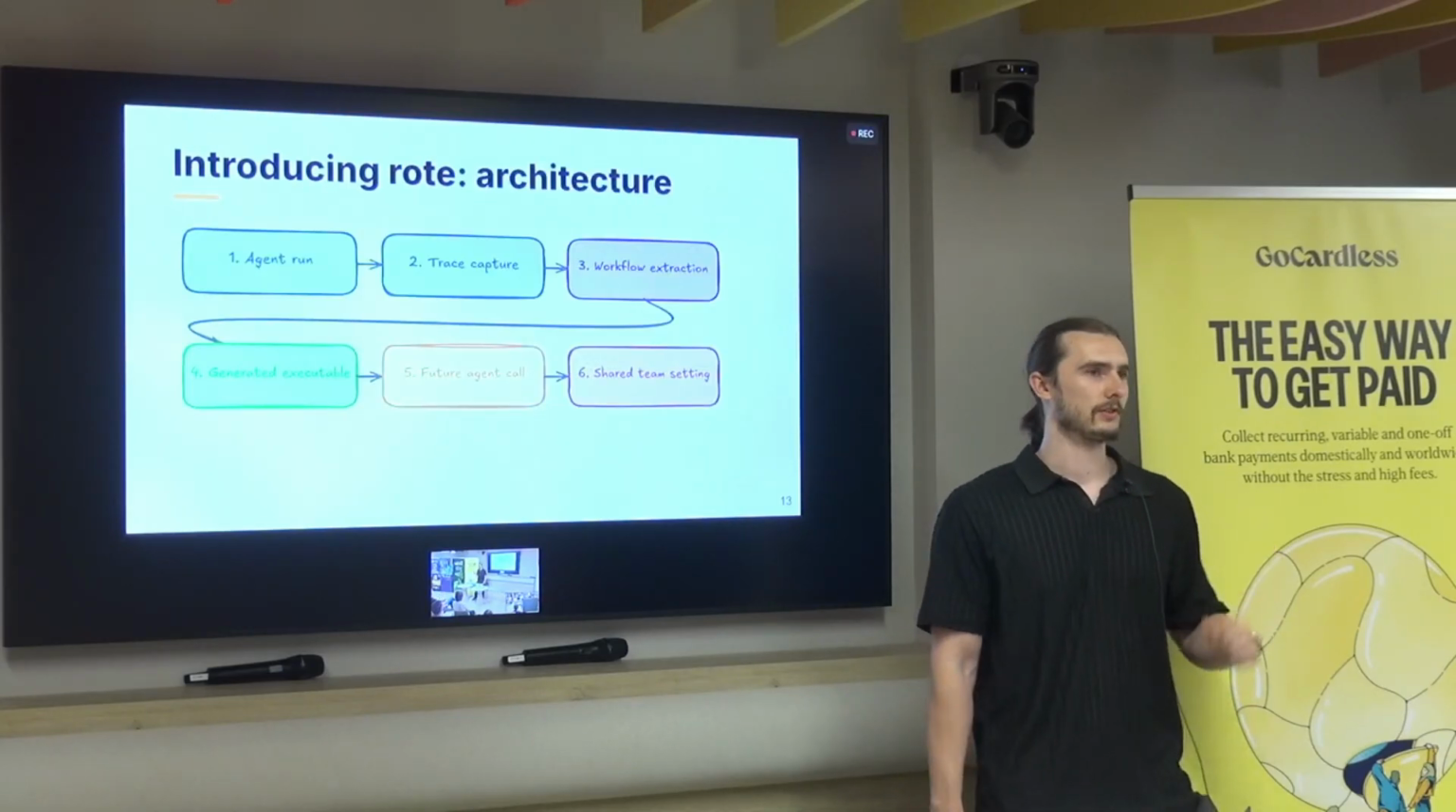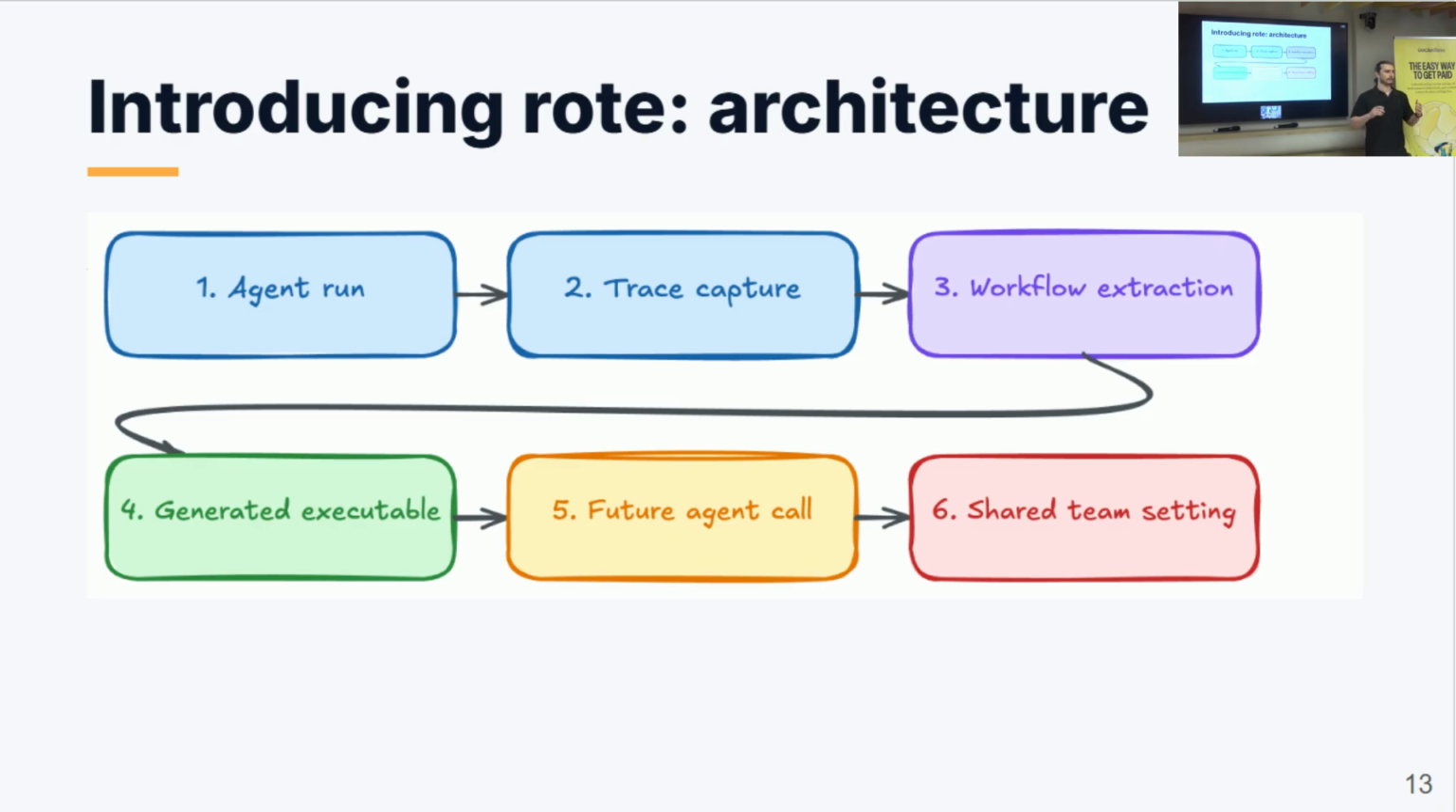The way how it works is you have your agent, and you just ask your agent to do something, right? The agent does the work, and the traces that the agent leaves behind, that is the actual reusable workflow. So just by looking at the traces that the agent produces, we are able to extract this information, figure out cross-dependencies between tool calls, and generate an executable that your agent will be able to use in a future scenario.